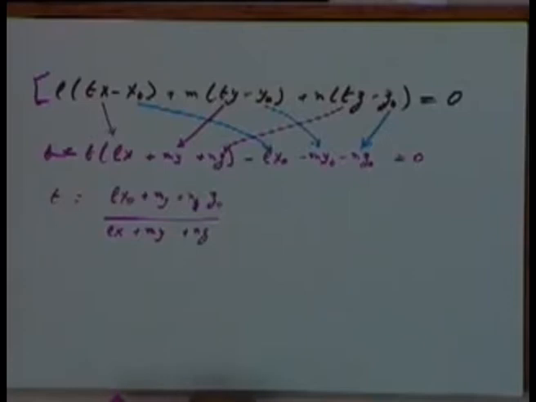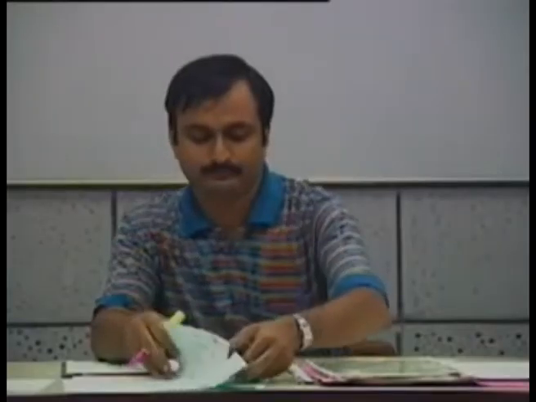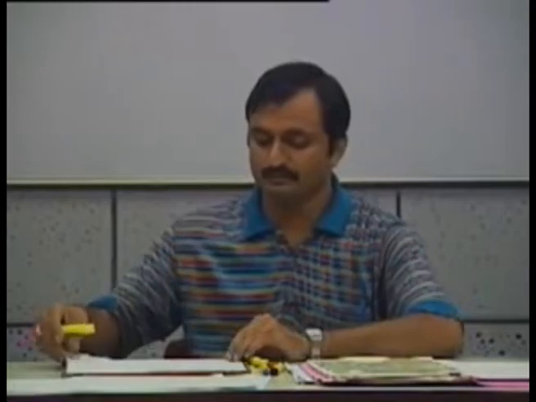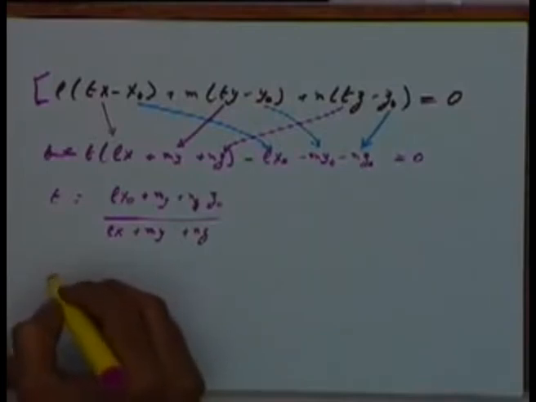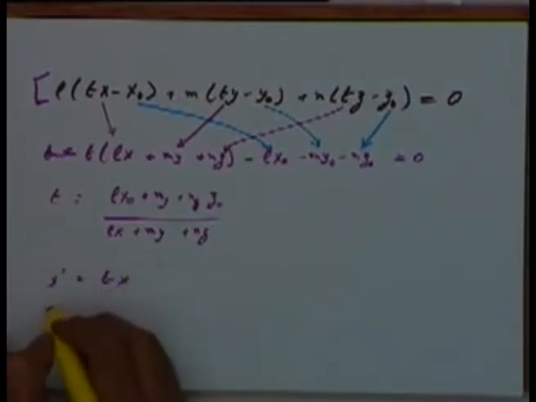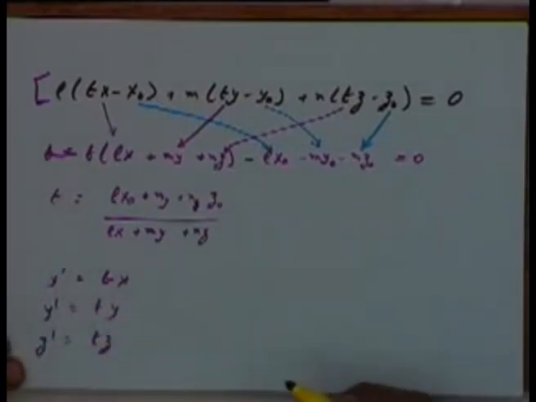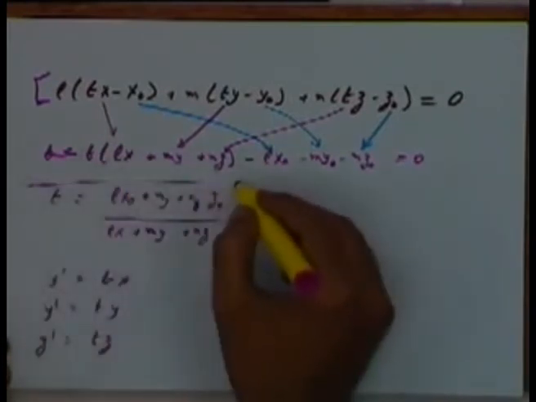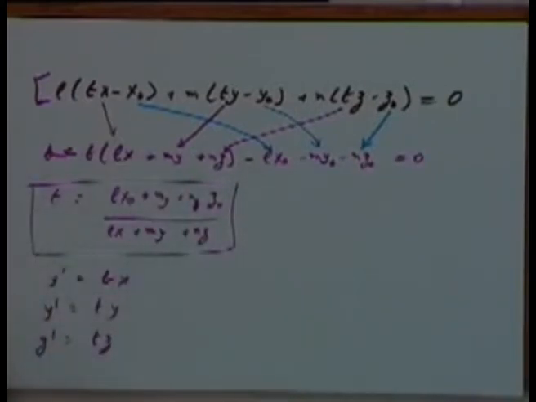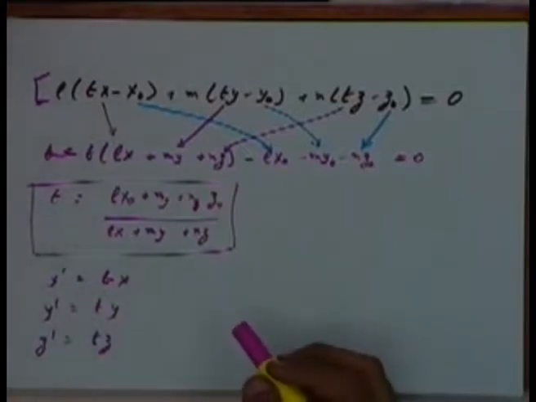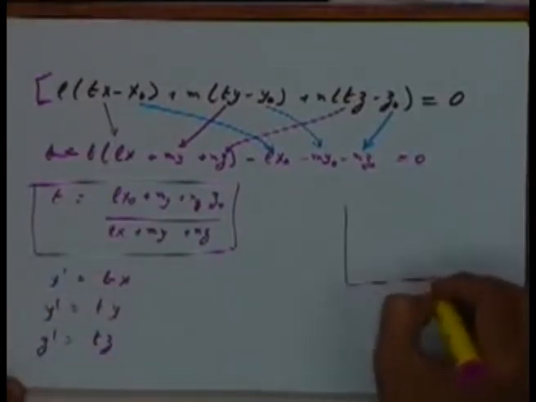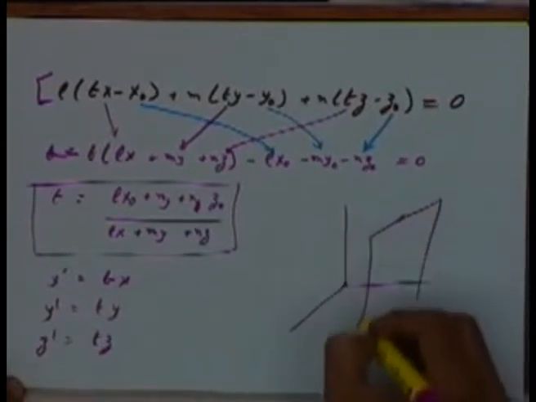Okay, and our projection point in this figure, this point P prime, is given by x prime equal to t times x, y prime equal to t times y, and z prime equal to t times z, where t is given by this relation. So this is how we will get the perspective projection in this case, where the eye is at the origin and the projecting plane is any arbitrary plane.